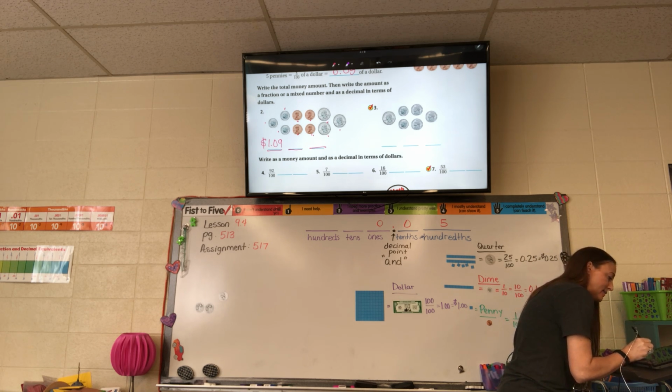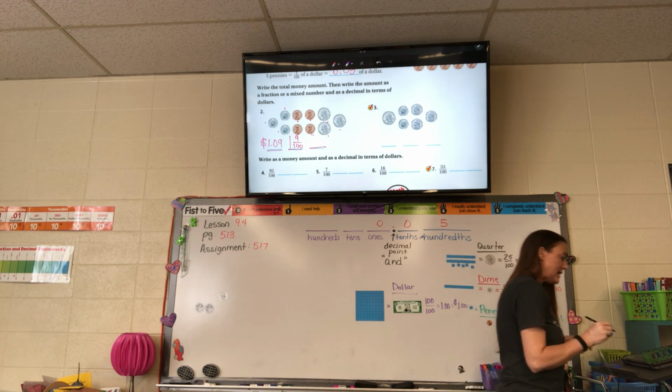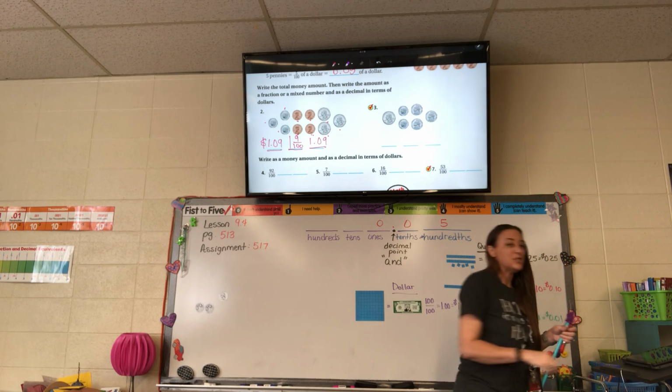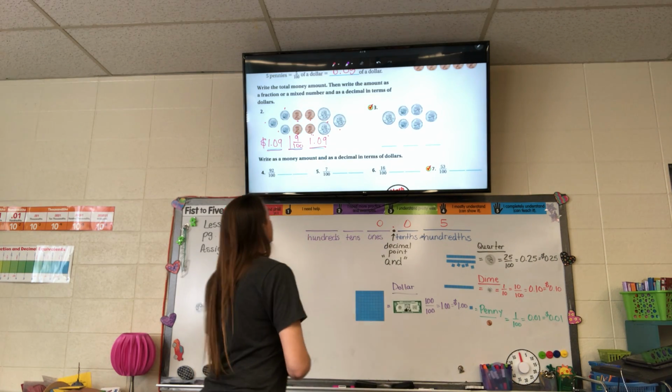If we're writing it as a mixed number, that's 1 whole dollar and a 9 in the hundredths place. So 9 hundredths. And then the last thing is the same way we just wrote the first one, just without the dollar sign. That's how you write a decimal in terms of dollars. Okay.